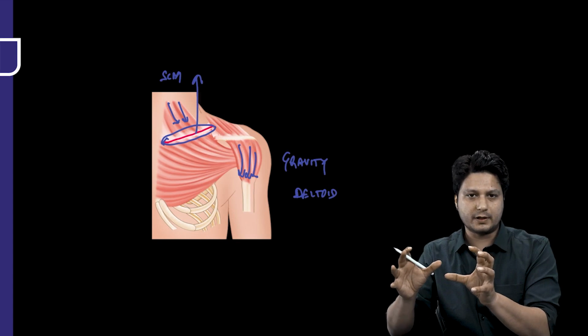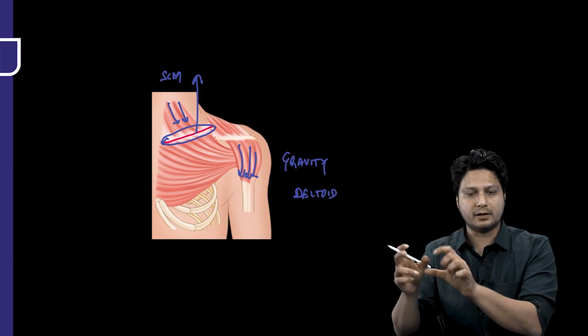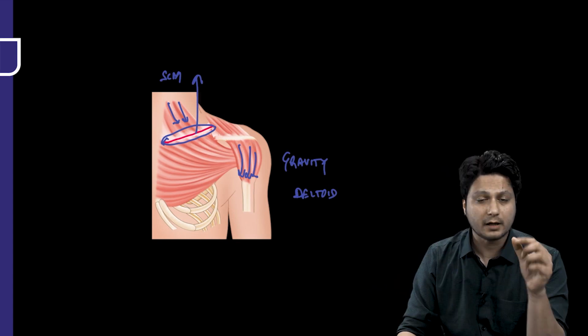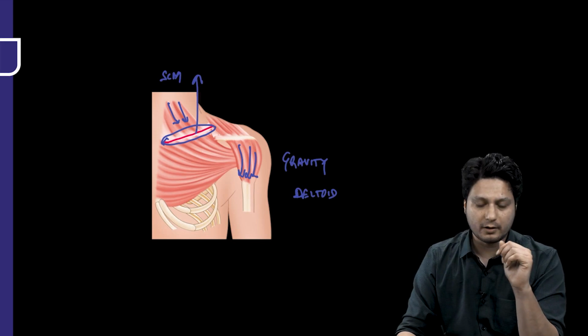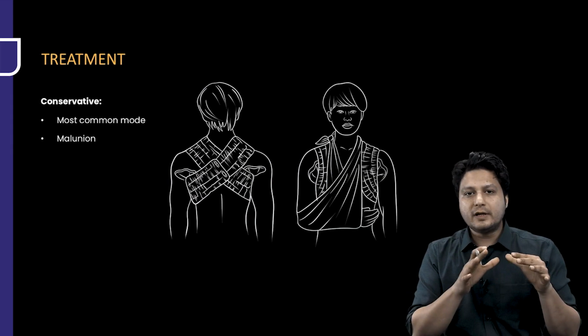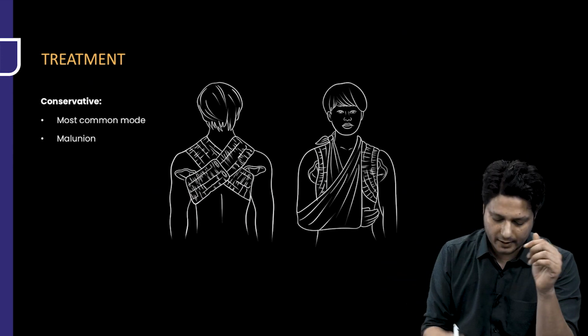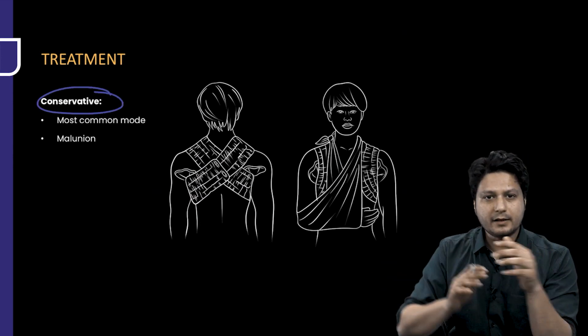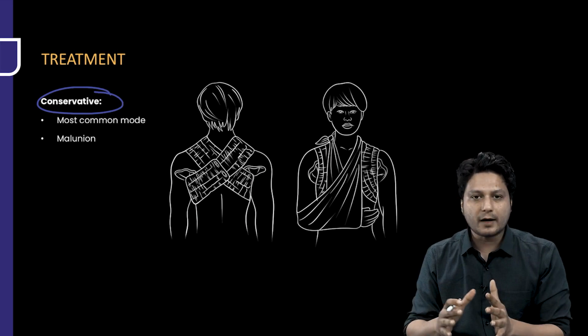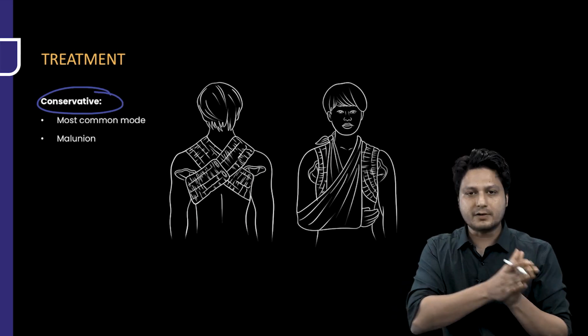And these two forces, which are acting in a counteracting fashion, are responsible for creating the fracture once it is subjected to injury. Alright. As far as the treatment of these fractures of the clavicle is concerned, you have got two modes of management. One is the conservative method and the other one is surgical fixation. So first we are going to talk about what the conservative method is.